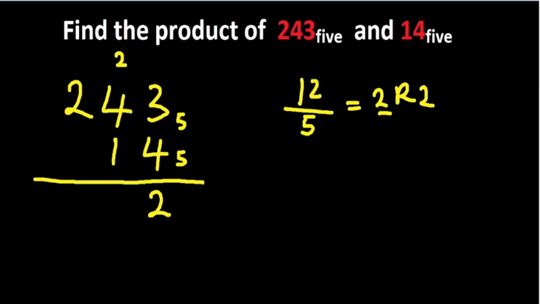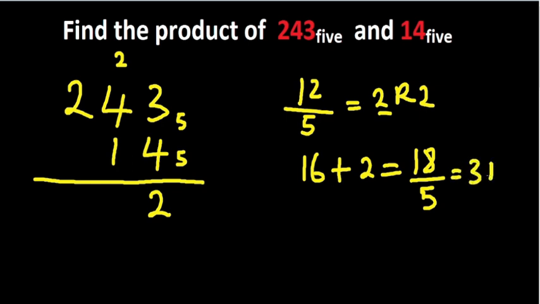And the next operation is 4 times 4. Now 4 times 4 is going to give us 16. Now 16 plus the 2. So now we're going to add this 2 to 16 to get 18. Now let's convert 18 again to base 5. Now if you divide 18 by 5, you're going to get 3, remainder 3. Now we're going to write down the remainder here.